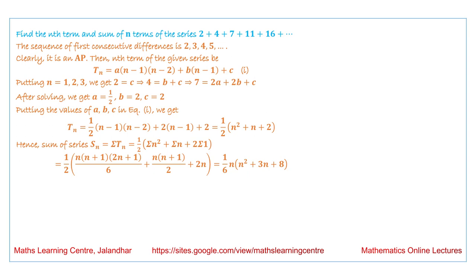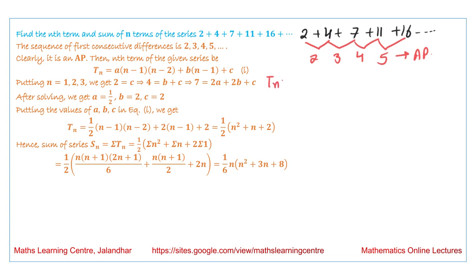So the first question is: find the sum of this series. The elements are 2 plus 4 plus 7 plus 11 plus 16 and so on. If we calculate the differences, the difference of these two terms is 2, then 3, then 4, then 5. So this forms an AP. So we consider the general term Tn of the form a into n minus 1, n minus 2 plus b into n minus 1 plus c.